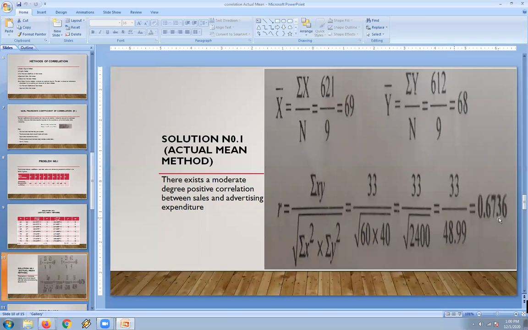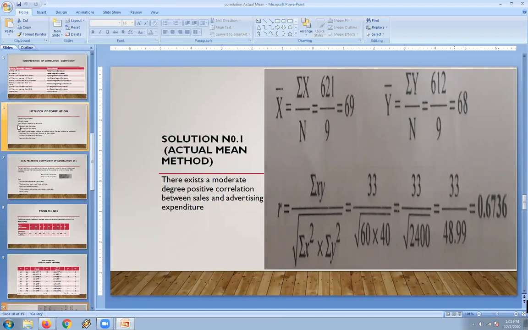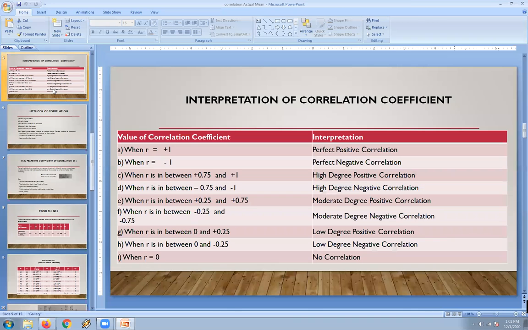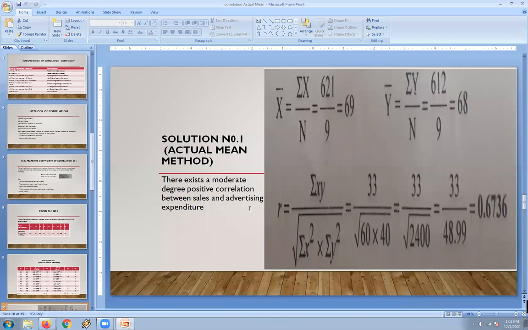So this is how to calculate correlation. But in case they ask in the question to interpret, you should write under which range this answer is going to fall. You know that we have already seen the table, that is the range. From which range it is falling, we can see very easily. It is 0.6736. Here it is falling in moderate degree positive correlation.